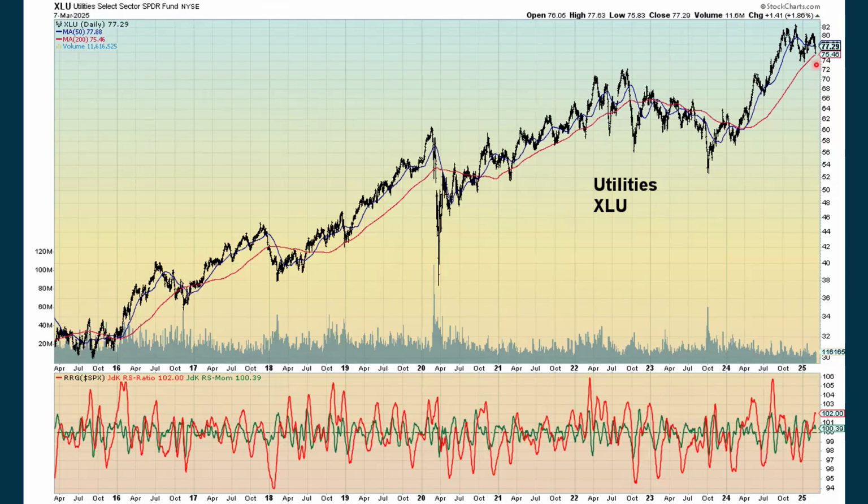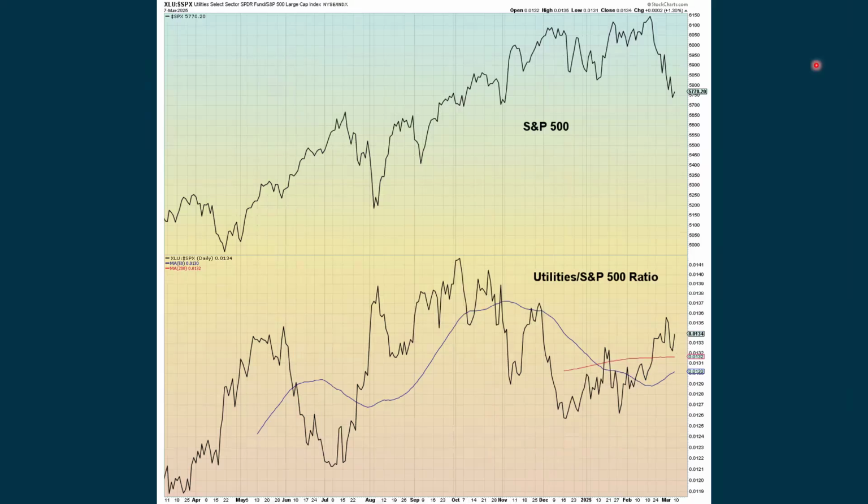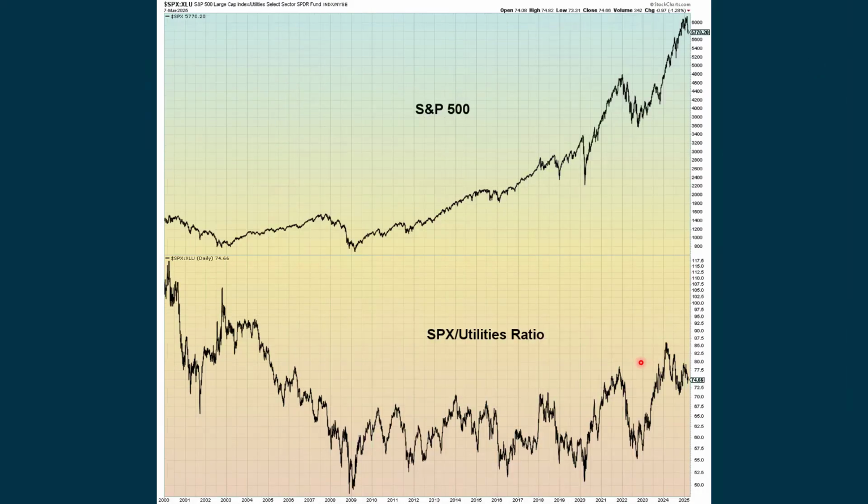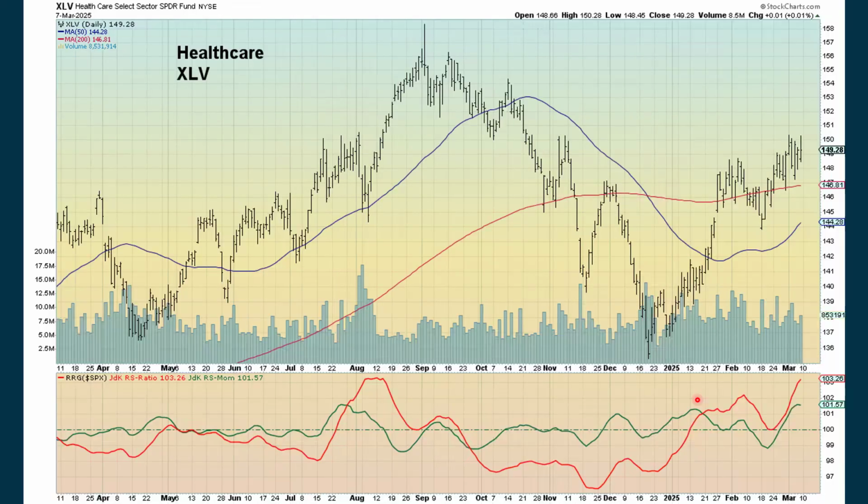Utilities coming down and testing their 200-day moving average with the sector itself and just kind of chopping sideways when compared to the S&P 500. And we're kind of chopping sideways here. This is an inverse of what I just showed. This is S&P to utilities. The other one was utilities to S&P. We're not really seeing any conviction right now.